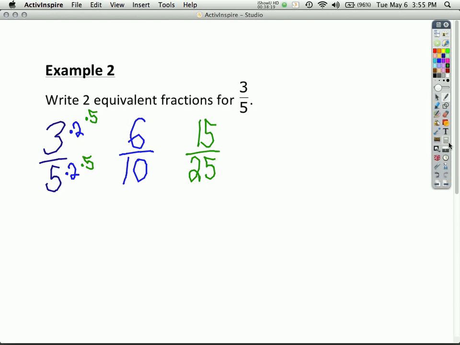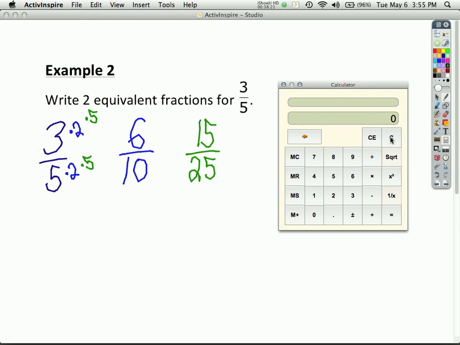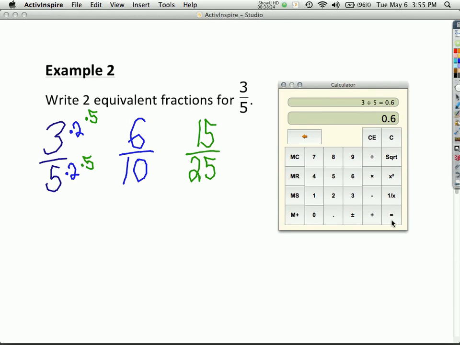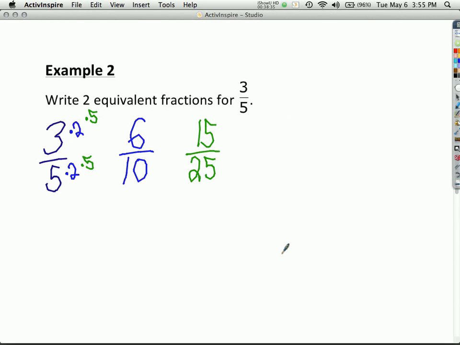Yeah. Take out a calculator, and I can prove it to you. 3 divided by 5, we already know is 0.6. 6 divided by 10, 0.6. 15 divided by 25, 0.6. That's what I mean by they all have the same value. Does anyone have any comments, questions, or concerns on equivalent fractions? George? I just looked at it and thought of like the easiest number to get to. Like I just got a 5 and then 10.